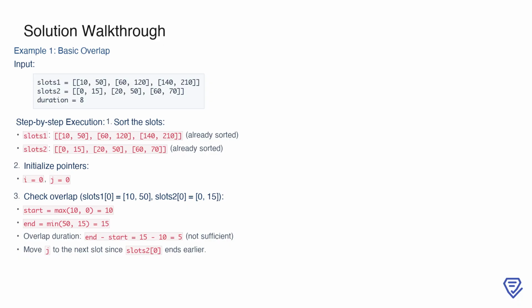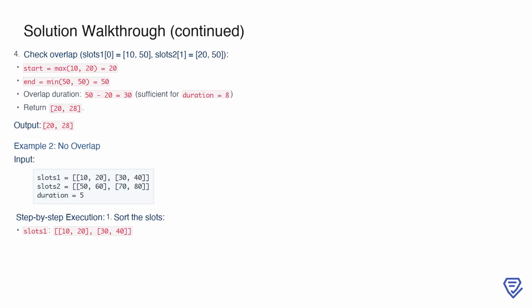Since the overlap is insufficient, we move the pointer j to the next slot in slots2, as slots2[0] ends earlier than slots1[0]. Now, we evaluate the next pair of slots, slots1[0], which is still [10, 50], and slots2[1], which is [20, 50]. The overlap starts at max(10, 20), which is 20, and ends at min(50, 50), which is 50. This gives an overlap duration of 50 minus 20, or 30 minutes.